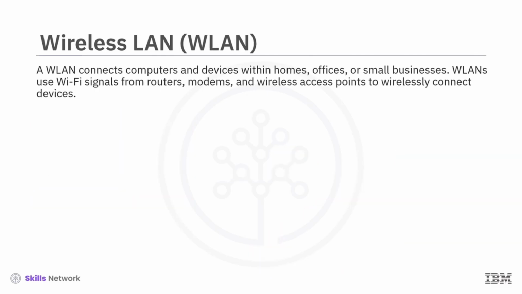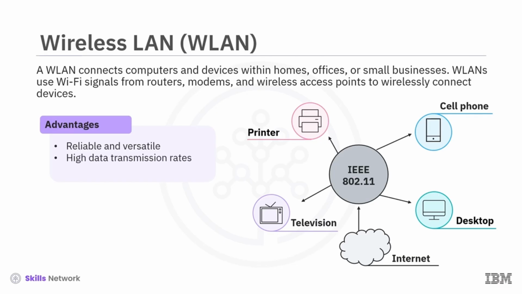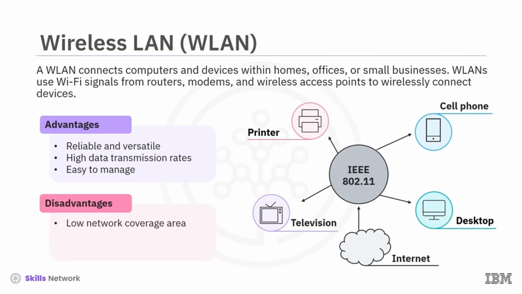A WLAN connects computers and devices within homes, offices, or small businesses. WLANs use Wi-Fi signals from routers, modems, and wireless access points to wirelessly connect devices. Wi-Fi follows the IEEE 802.11 wireless standard. The latest version, IEEE 802.11ax, enables 8K video streaming, data-heavy cloud computing, and virtual reality experiences. Advantages include reliable and versatile, high data transmission rates, and easy to manage. Disadvantages include low network coverage area, number of devices affects speed, and less secure.